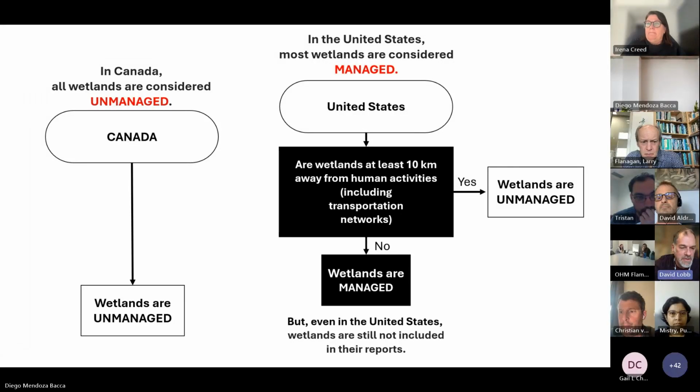Governments have taken different approaches on this issue. In Canada, all wetlands, which cover about 13% of Canada's land area, with up to 70% degraded or destroyed, are considered to be unmanaged. In contrast, most wetlands in the United States, with the exception of those wetlands at least 10 kilometers away from human activities, such as what you might find in Alaska, are considered to be managed. So there's a clear distinction there. And despite being considered managed, the United States has yet to include wetlands in their national greenhouse gas inventory reports. So a very different approach. Next slide.